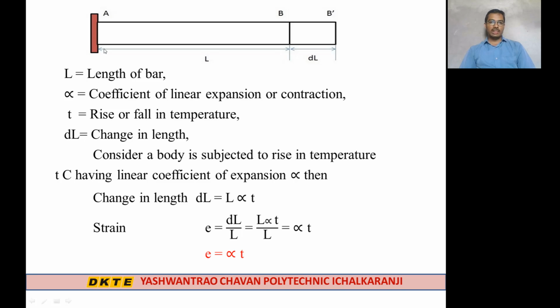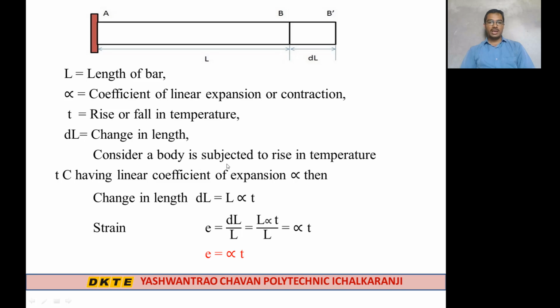Consider a length of a bar L. Alpha is the coefficient of linear expansion or contraction, expansion for heating and contraction for cooling. T is the rise or fall in temperature. dl is the change in length. All the dimensions and notations are shown in the figure.